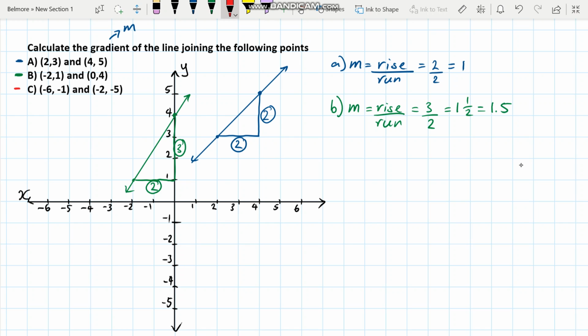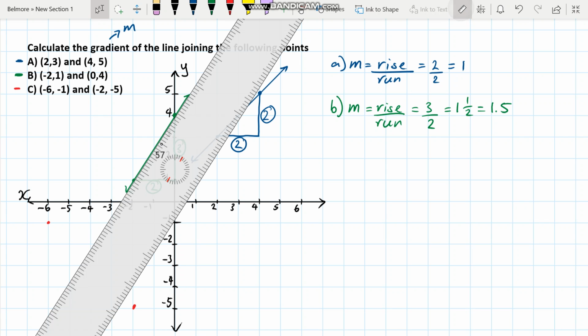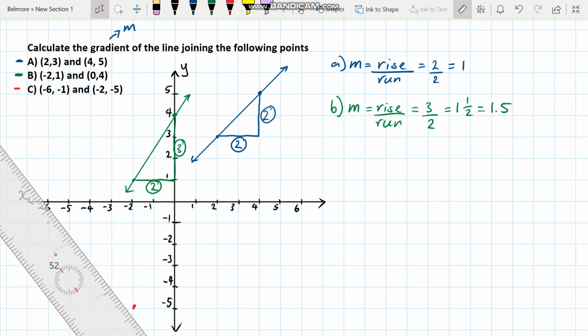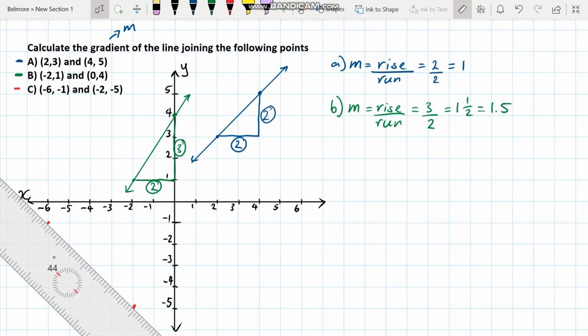C I'm going to do in red. We are having our first point at -6, -1, that's over here. And we get -2, -5, which is here. Grab our ruler and join our dots together.